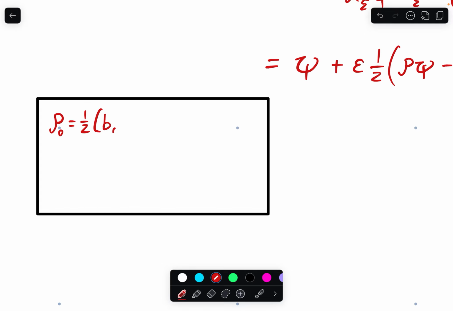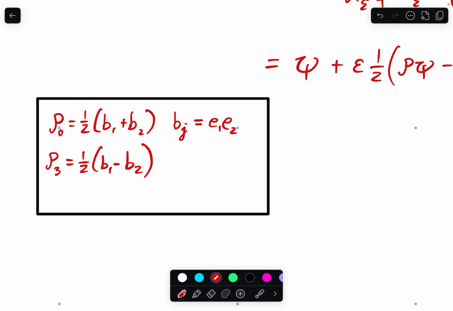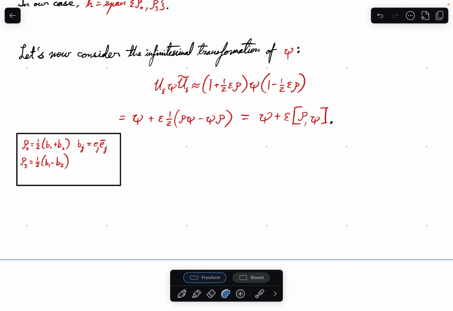Rho naught is just the sum of these bivectors b1, b2. And rho 3 is b1 minus b2. Also, b sub j is just e_j or e_j bar. Alrighty, so we have these facts.